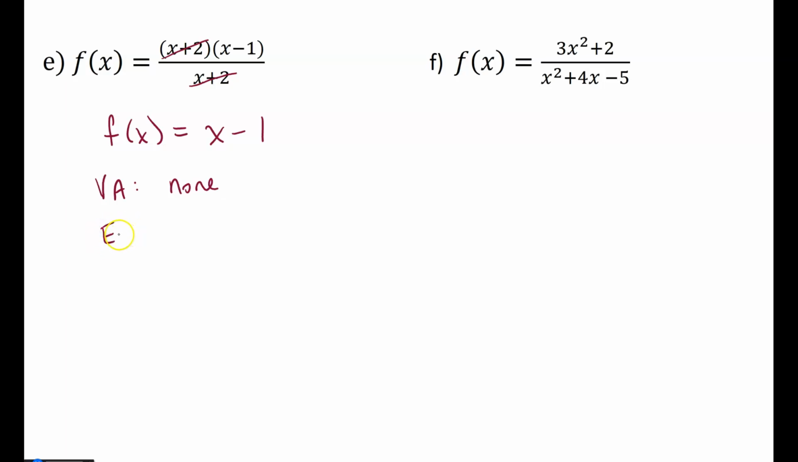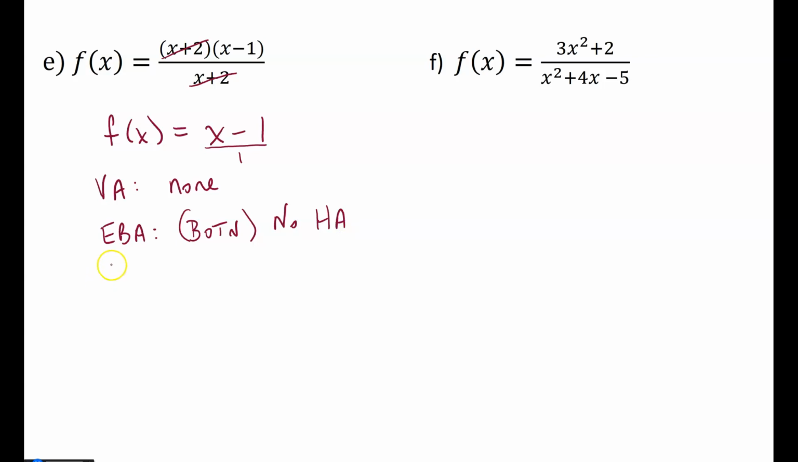Looking at the end behavior, this is like having x minus 1 over 1. So in this case, there's really nothing to compare here. I guess you could say it is a big on top, technically, which is a big on top, a small bottom, so no horizontal asymptote.